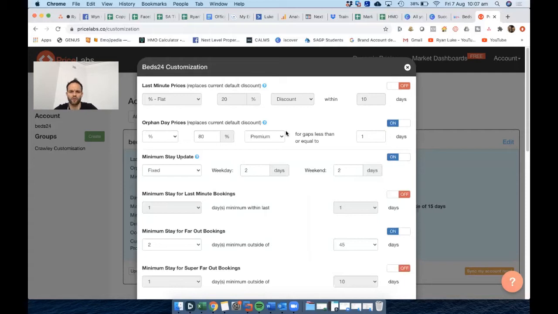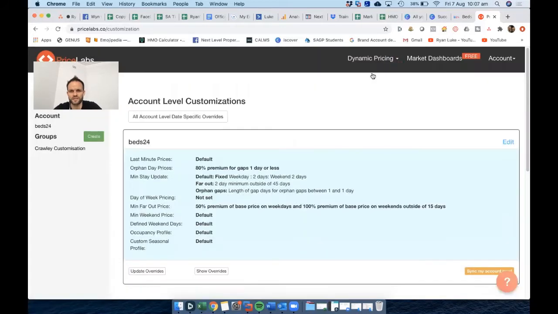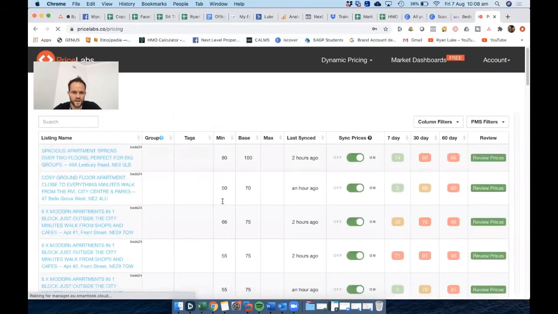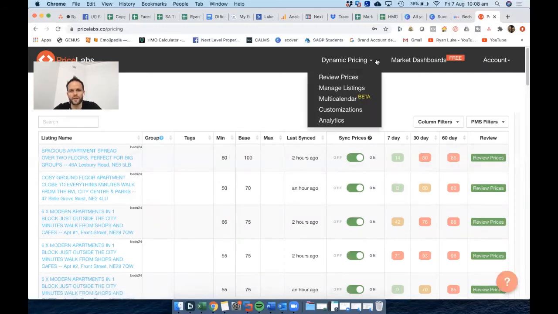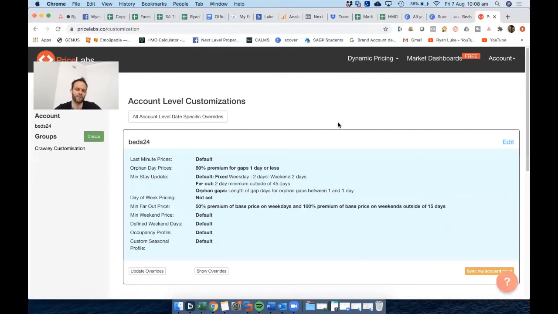Naturally, the way the system works with supply and demand, and how close you are to the date of stay, it'll reduce the price down naturally anyway to try and fill your room. But then I have a minimum price which you can set in your review prices. You can have your minimum prices set here, so it will not drop below that price. And for me that was enough.